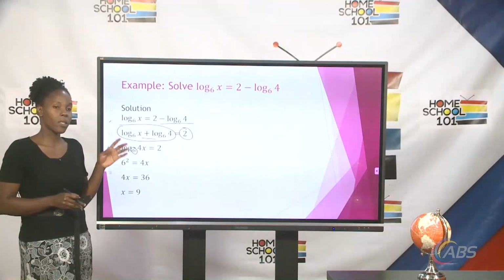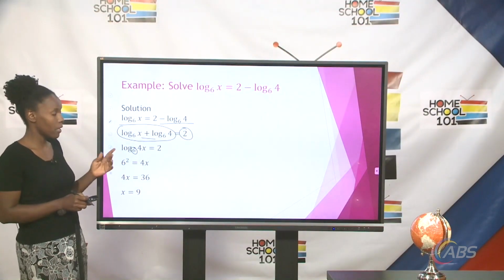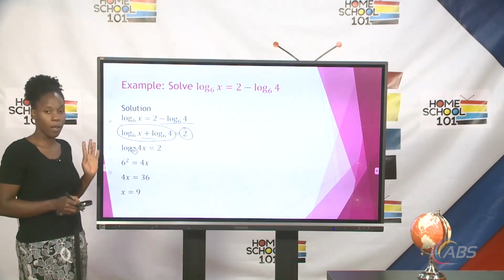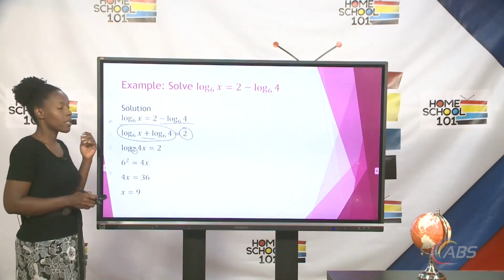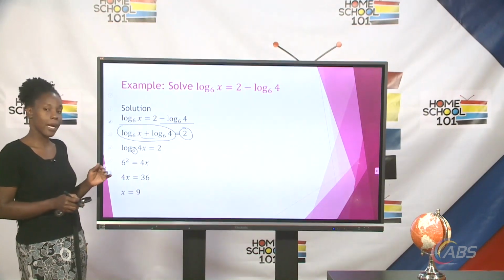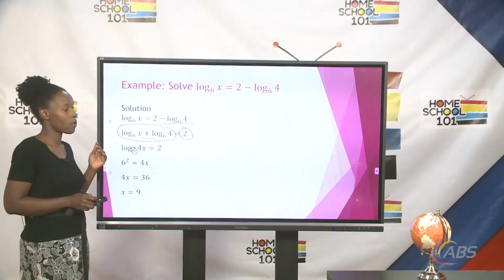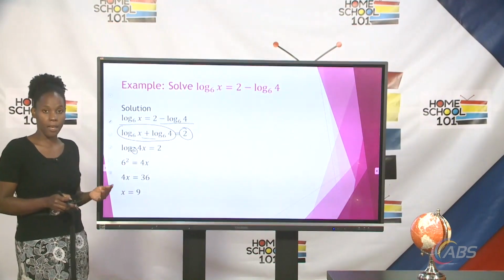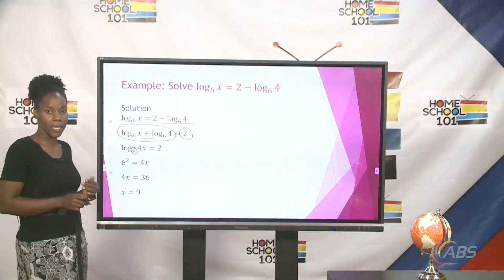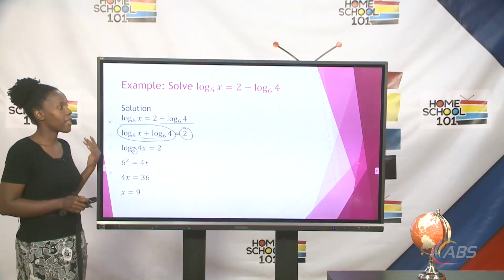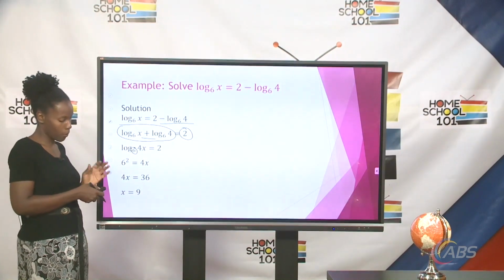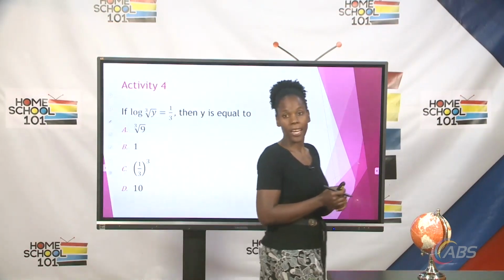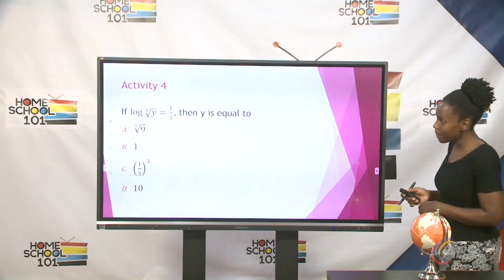So again, once we have a logarithmic equation, if there are more than one logarithmic term, group them all on the left-hand side. You then simplify or write as a single logarithm using the laws of logarithms. Once you have it as a single logarithm, you then convert to the exponential form and then solve for the unknown.